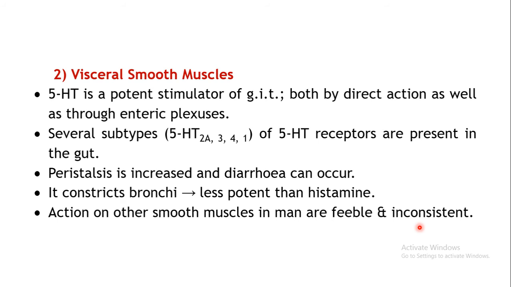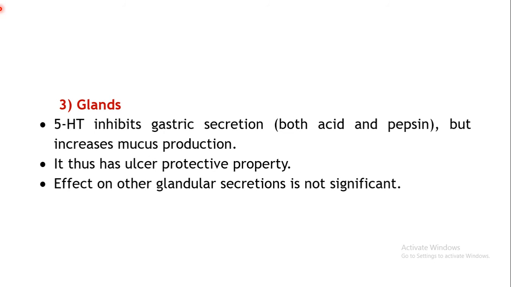So it is not quite significant. Only the GIT and the bronchi smooth muscles are mainly affected. Contraction is produced, so that diarrhea or bronchoconstriction may be precipitated. Next is the action on the glands.